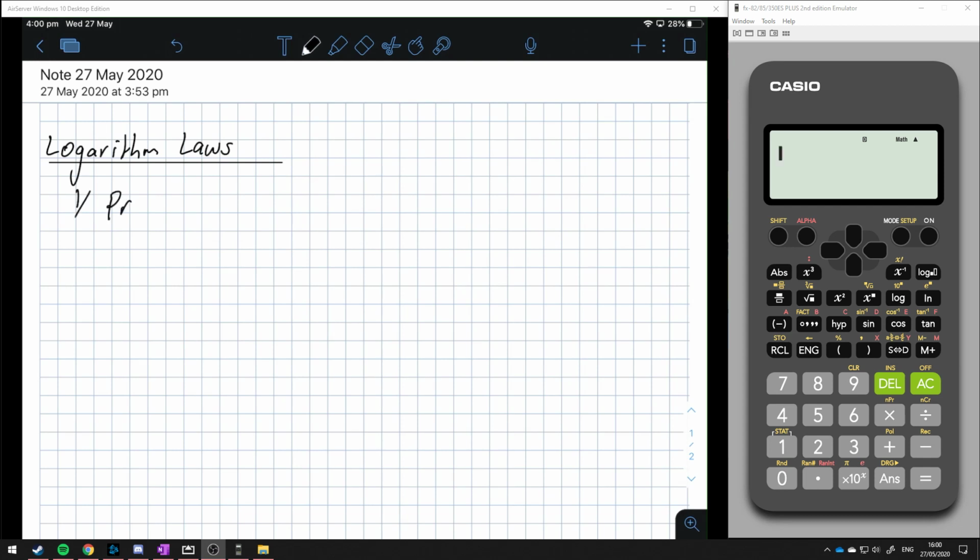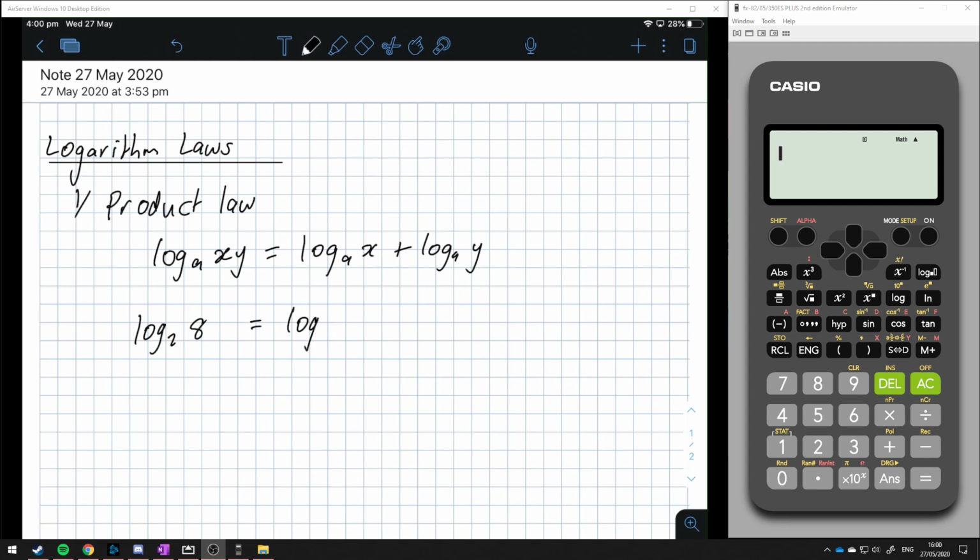So the product rule, or the product law, we should say, not the product rule because that comes up later. Log A of xy is equal to log A of x plus log A of y. So for example, if we had log base 2 of 8, well that's the same as log base 2 of 4 plus log base 2, I'll put EG, of 2. Okay? So pretty straightforward.